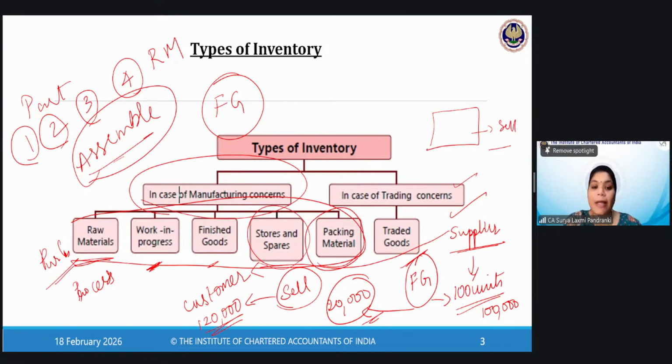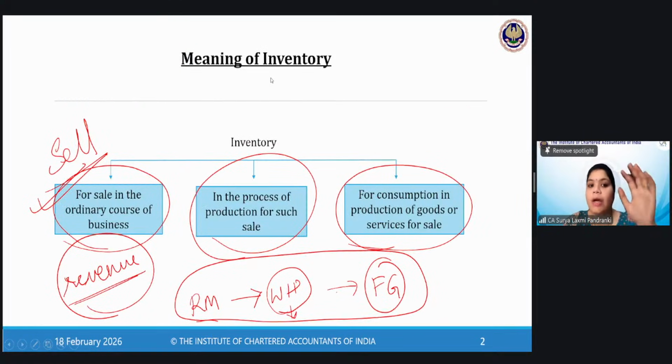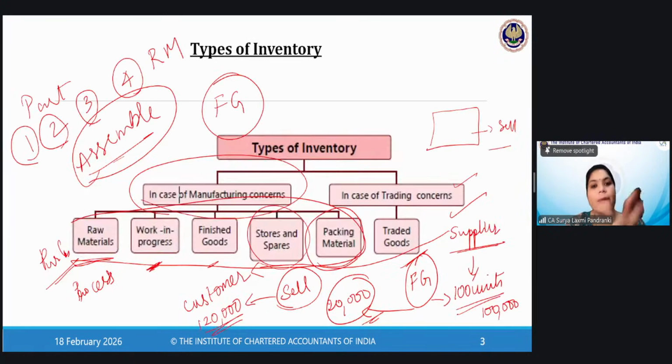So if it is a manufacturing concern, the inventory types are different. And if it is a trading concern, it's just one type. There are no different types in a trading concern. It is just one product which is purchased from your supplier and sold to your customer. So these are the different types of inventories that we have seen. Now we understood what an inventory means, what it does, how it is used, and the different types of inventories.